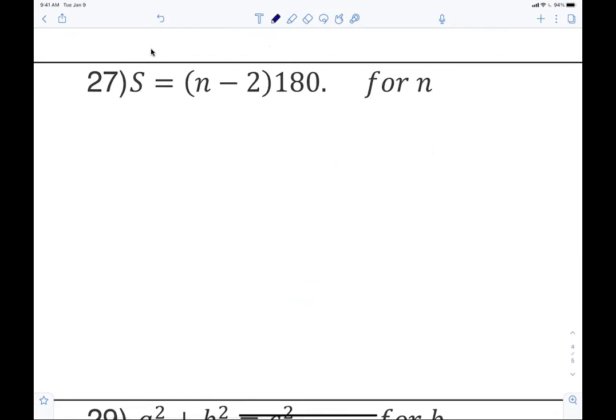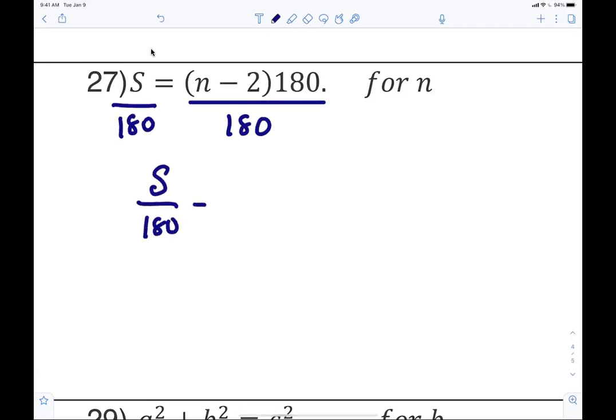This is the sum of the interior angles of a polygon. You're solving for n. So what would I do first? Then you move the 180 over to the S side. How do I do that? You divide. That's correct. Divide by 180. S over 180 equals n minus 2.